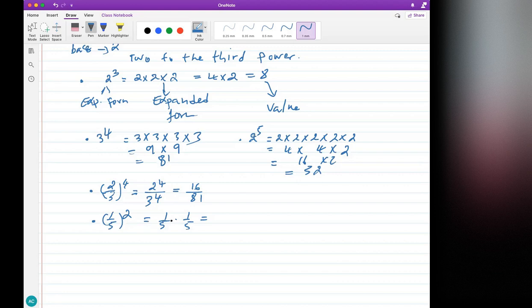It would be 1 over 10. Oh no, sorry, 1 over 25. That's right. 1 times 1 is 1, 5 times 5 is 25. So we multiply the fractions straight across, as we saw in the first couple of lectures.